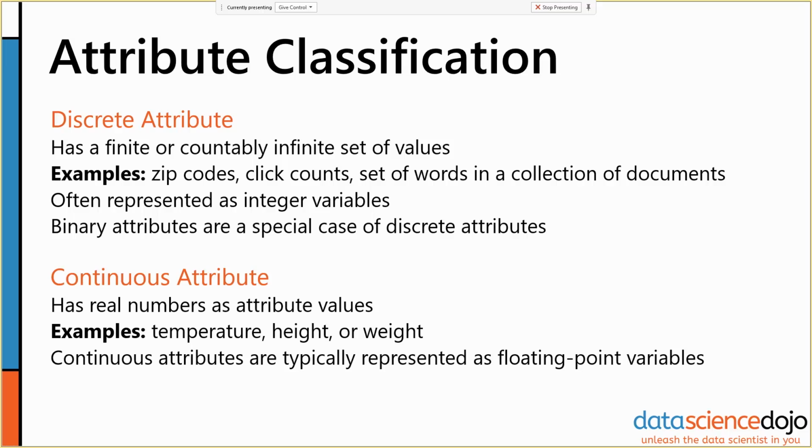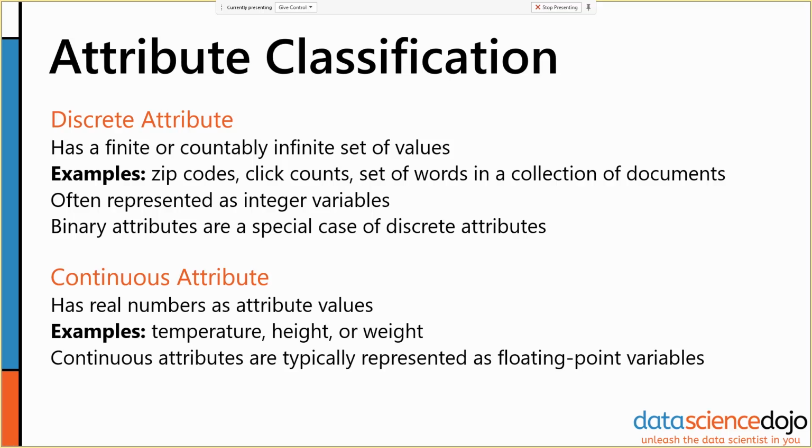Discrete attributes have either a finite or countably infinite set of values. For those of you who don't know, the term countably infinite basically means integers. If you can turn your attribute into integers, then it's countably infinite, or finite if you've got only a limited set of integers. Good examples of these are zip codes, click counts, and word counts in a collection of documents. We could, in theory, have as many clicks as we want, so there's a countably infinite set, but they're always going to be integers.